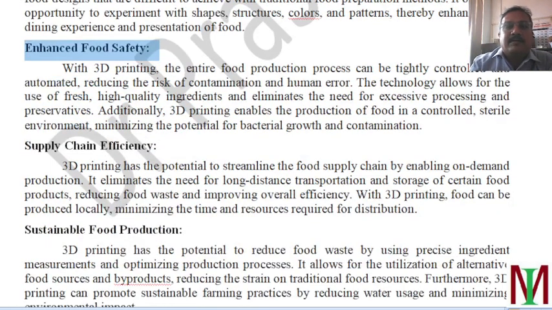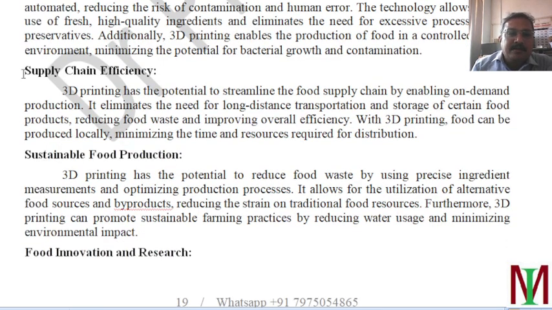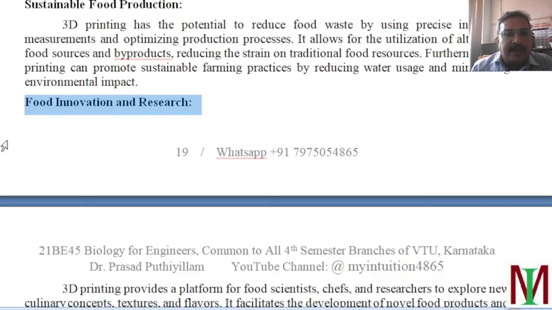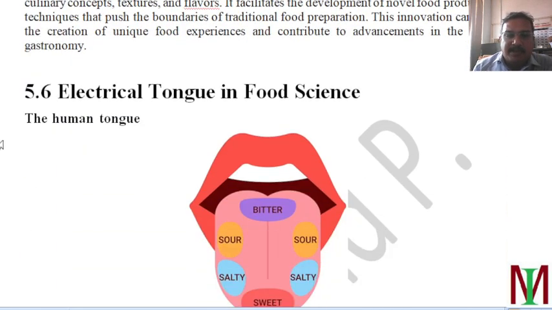Enhanced food safety. Okay, since it is a highly controlled system of printing food, there is enhanced food safety. We are only printing it and taking it. Okay. Supply chain efficiency means that in some regions where food material cannot be supplied so easily, if we have the materials and the printer is ready, we can print the food and have it. Sustainable food production, then food innovation and research. These are some of the applications.